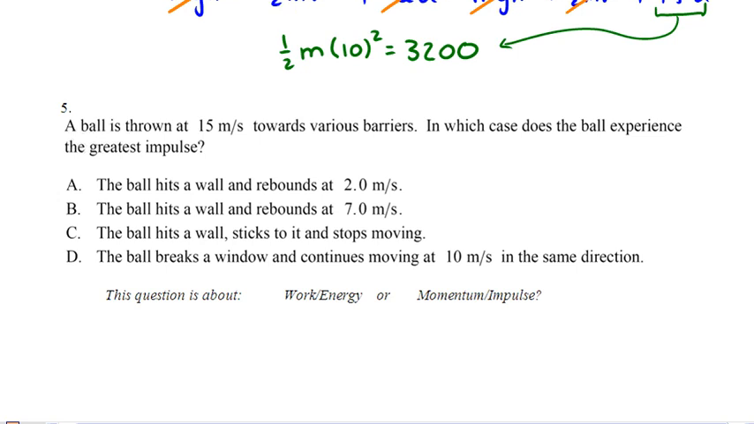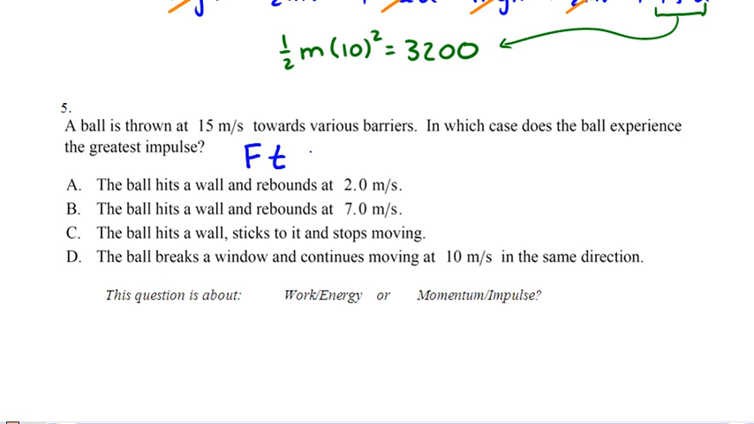A ball is thrown at 15 meters per second towards some barriers. In which case does the ball experience the greatest impulse? Impulse. Okay, so impulse is force multiplied by time. I guess some sort of backwards force from the barrier multiplied by time. Well, you tell me the force and you tell me the time and I'll go figure that out. But they don't want to.